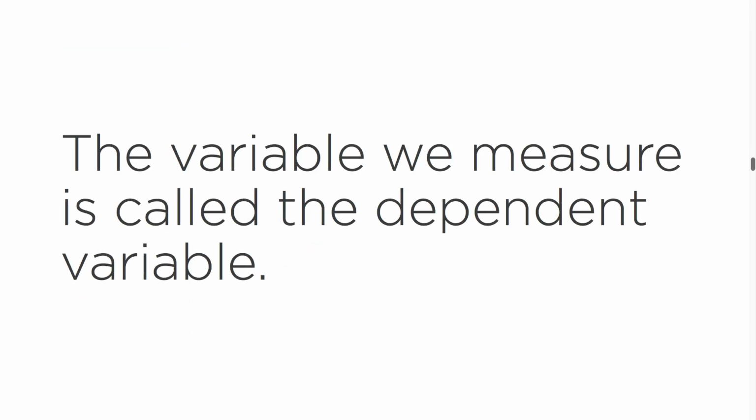The variable that we measure is called the dependent variable because it depends on the variable that we have chosen. So we might choose time as our independent variable. Then we can choose maybe the distance, because for every 5 minutes we're measuring the distance moved. So the distance depends on the time.